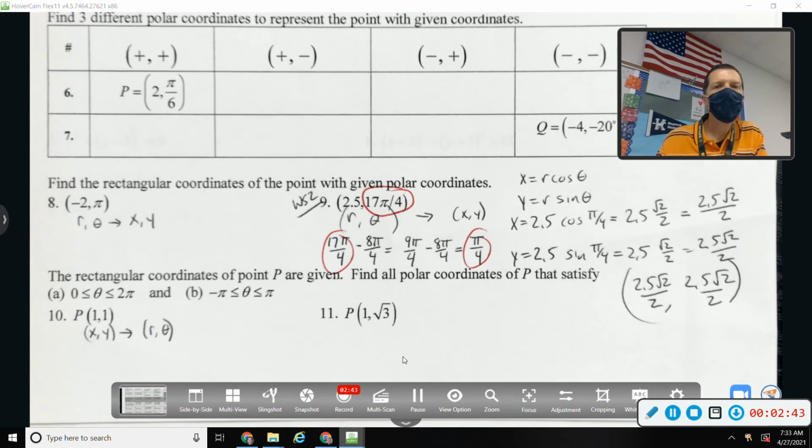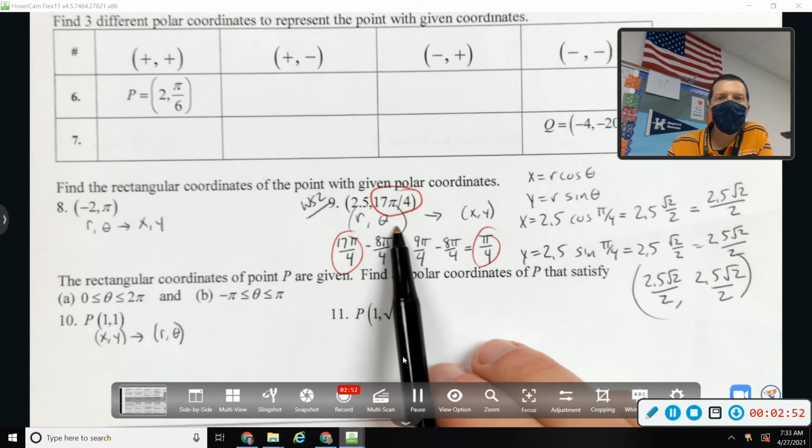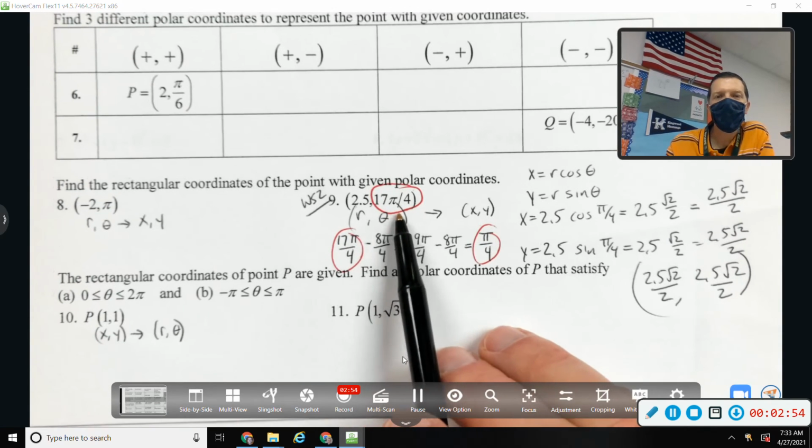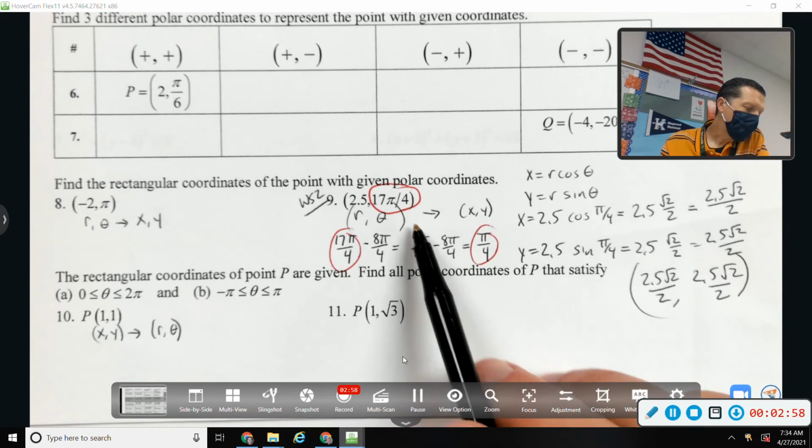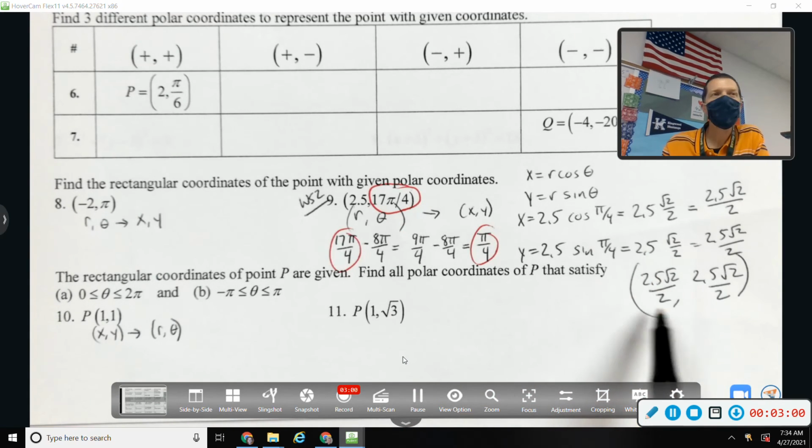Would it still work if you put in 17 pi over 4? Mm-hmm. Because I got 1.768. Okay, so the question was, will it still work if you use 17 pi over 4? Yes, it will, but I want an exact answer. So if you just type it in the calculator, you're going to get whatever the decimal is.